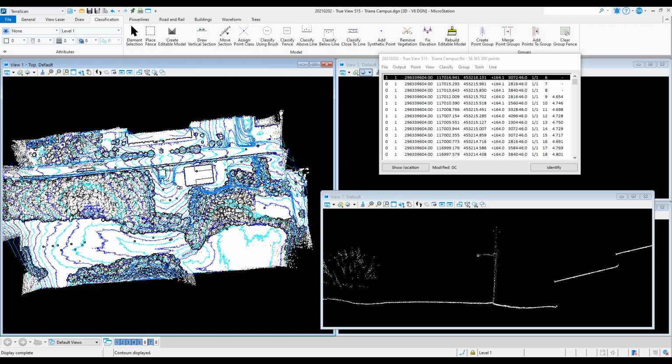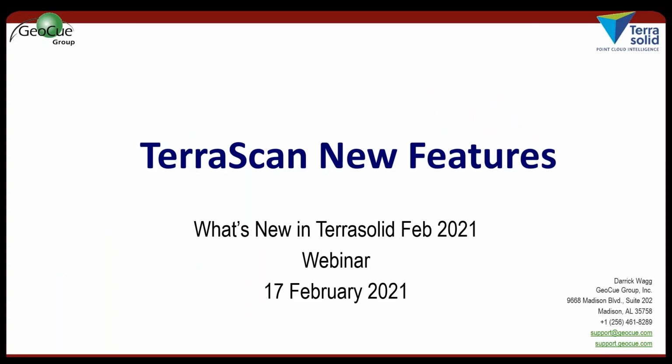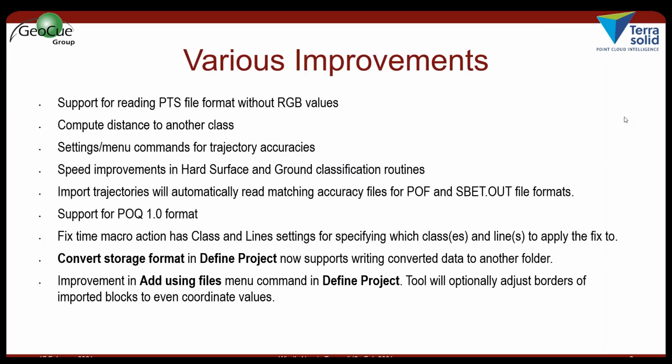TerraScan is the primary module for point cloud processing, and TerraScan is where we generally see the most number of updates and changes over the course of the year. There have been several changes with some format changes and some small little changes to different tools.